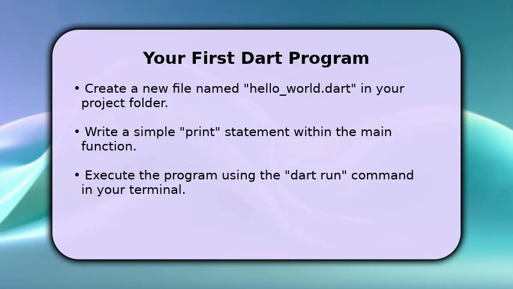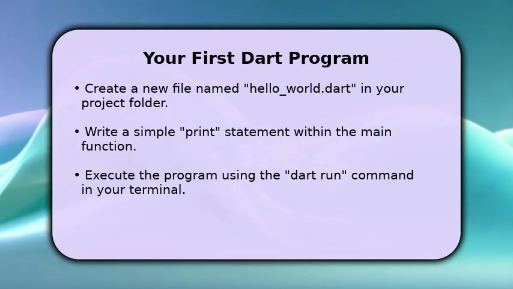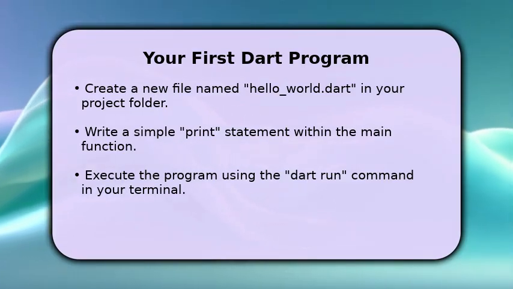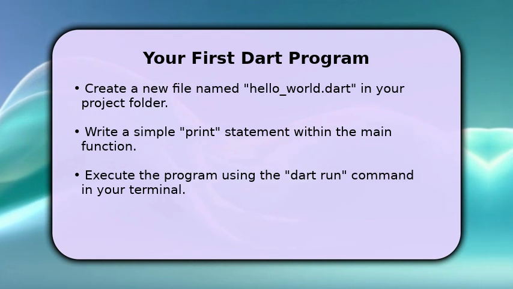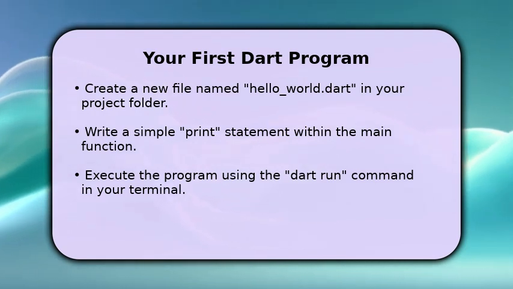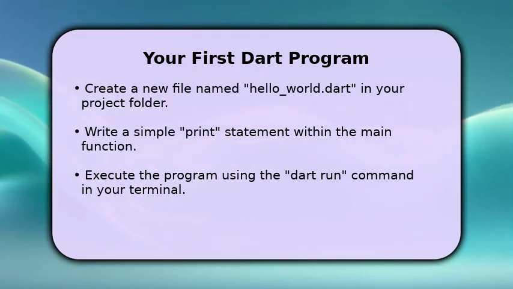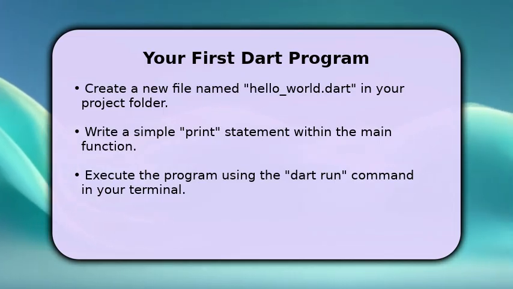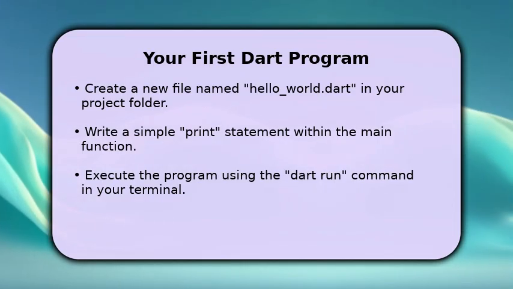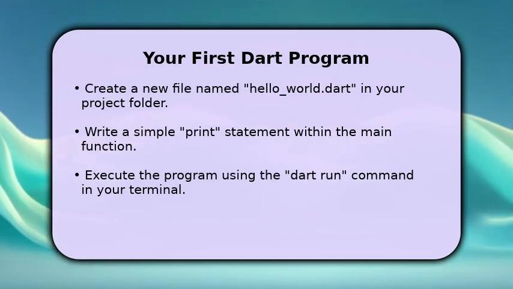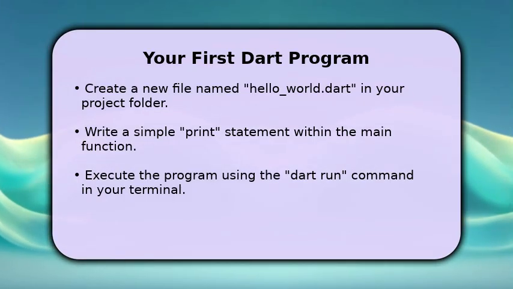Now, let's create and run your very first Dart program. Open Visual Studio Code and create a new file, naming it Hello World dot dart in your project directory. Inside this file, write a simple main function containing a print statement, for example, print Hello Dart. Save your file, then open your terminal, navigate to your project folder, and execute the program by typing dart run Hello World dot dart. You should see Hello Dart printed to your console.